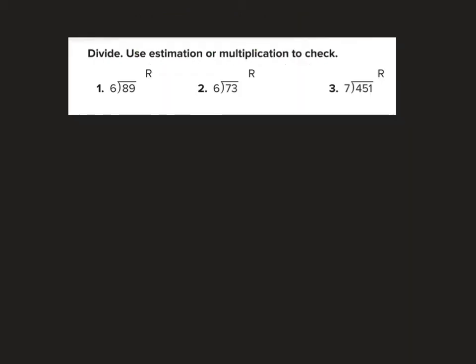All right, here we go. Divide, use estimation or multiplication to check. Divide. 8 divided by 6 is 1. Multiply. 6 times 1 is 6. And subtract. 8 minus 6 is 2. Bring it on down. And bring it on back to divide. 29 divided by 6. That would be 4. 6 times 4 is 24. Yeah, we got to do 4. Multiply. 6 times 4 is 24. And subtract. So I get 14 with a remainder of 5.